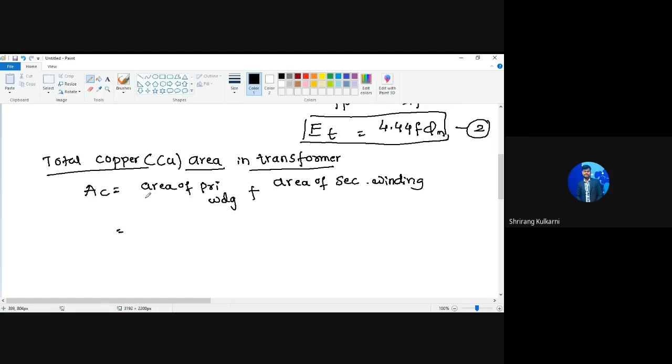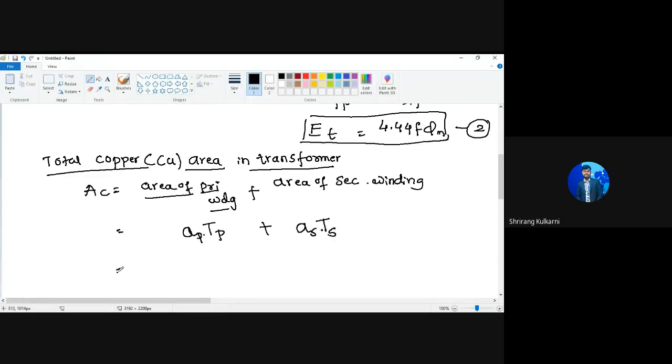Now, total area of primary winding depends on what? Total number of turns in the primary winding. So area of secondary winding depends on what parameter? Number of turns in secondary winding. So the total number of turns in primary winding is TP, total number of turns in secondary winding is TS, and area of each turn is AP in primary, area of each turn is AS in secondary winding.